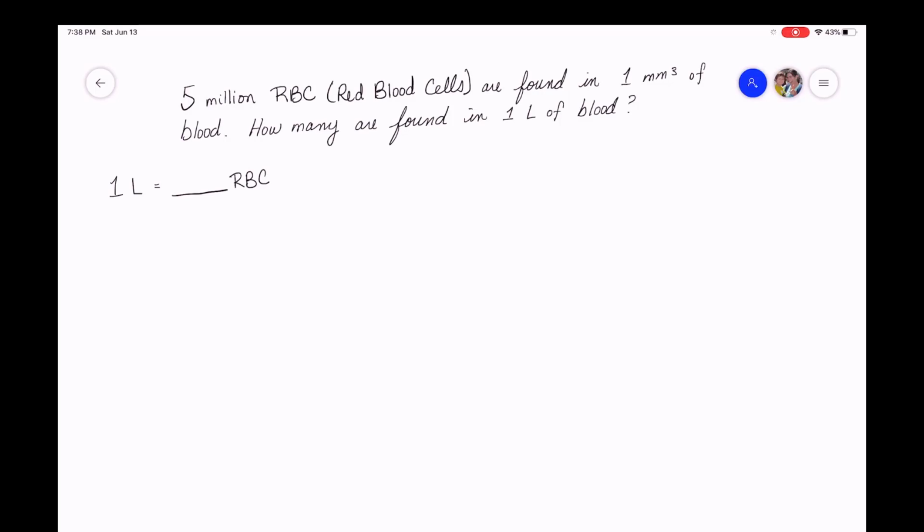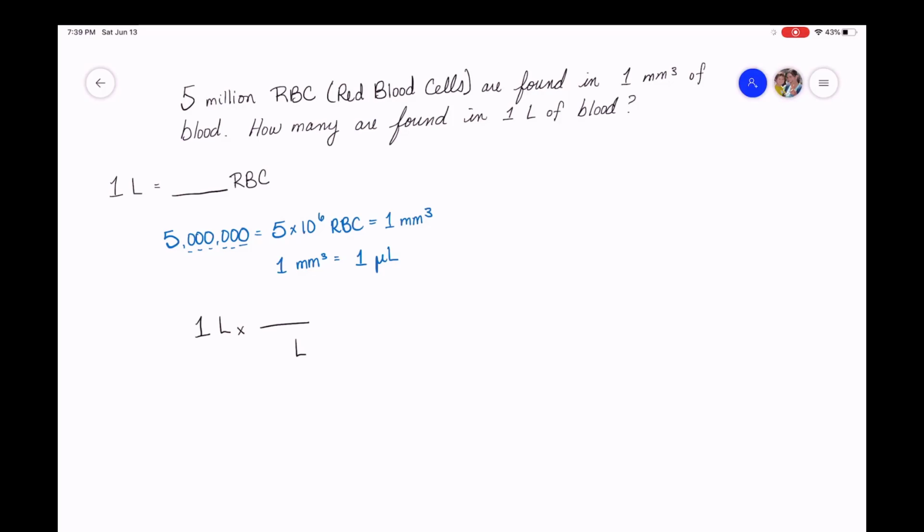So I'm not going to solve this entire problem for you, but I am setting it up by reminding you that we're going to use the concentration as a conversion. So 5 million is 5 with 6 zeros after it, or 5 times 10 to the 6 red blood cells. And again, that's going to be equal to 1 millimeter cubed of blood. And then earlier we learned that 1 millimeter cubed of blood equals 1 microliter. So what you're going to need to do now is go from microliters to liters in order to solve this.